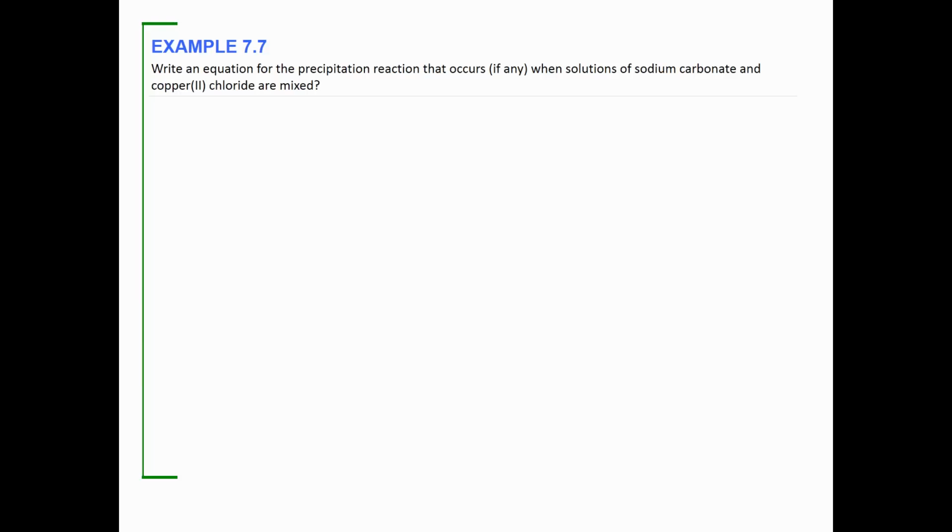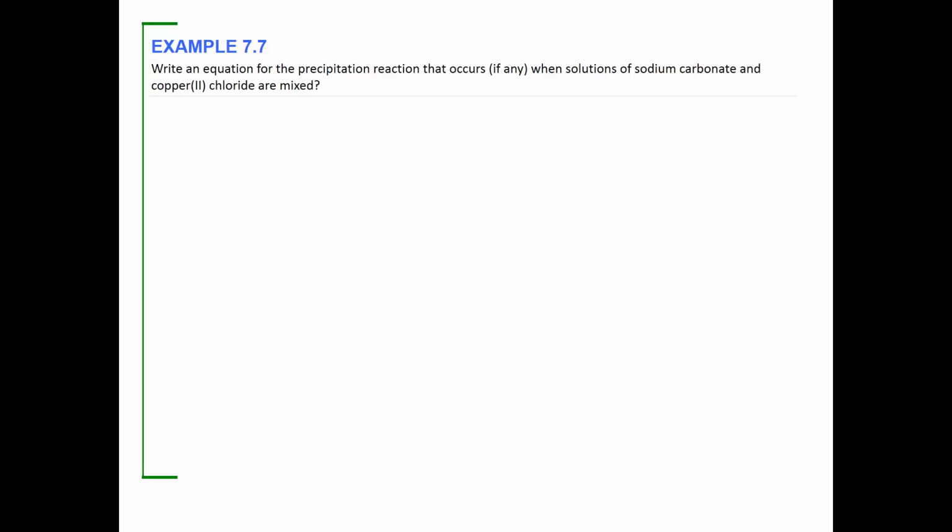So the question says, write an equation for the precipitation reaction that occurs, if any, when solutions of sodium carbonate and copper 2 chloride are mixed. To start with, I want to specify something. We're not going to care too much about the fact that it is a precipitation reaction. As we'll see later, all of these double replacement reactions are precipitation reactions. But we're not going to worry too much about what the precipitate is. So that's part of what we're skipping over.